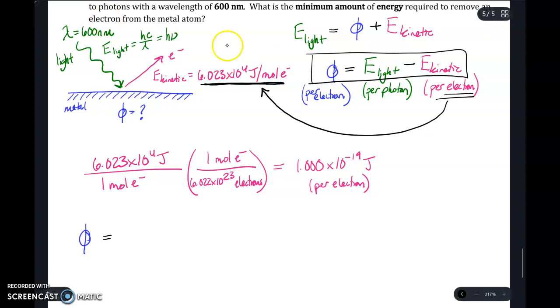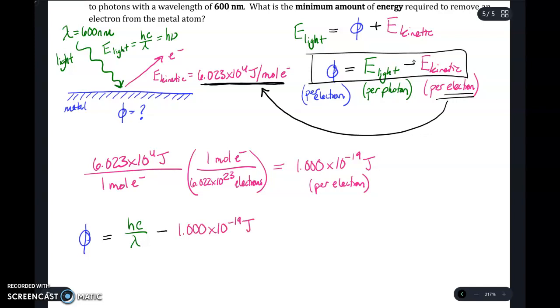You pick which one you're going to use based off of what information you're given. So since we're given wavelength in this problem, I'm going to use hc over lambda. So hc over lambda is going to go there. And then my kinetic energy is what I'm going to subtract from that value. So minus the kinetic energy. And I've solved for that now per electron, so I can go ahead and put that value in.